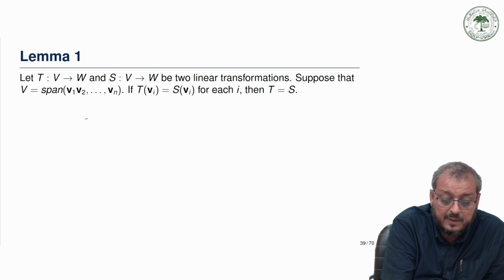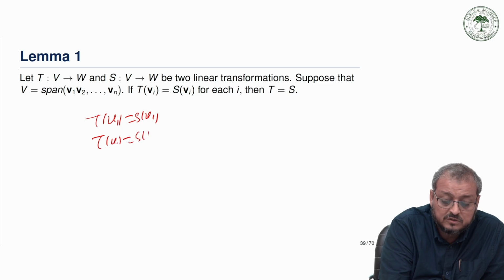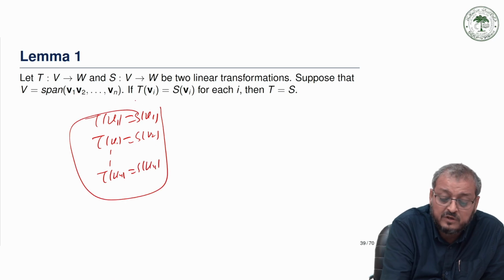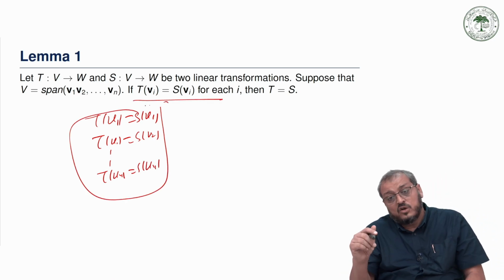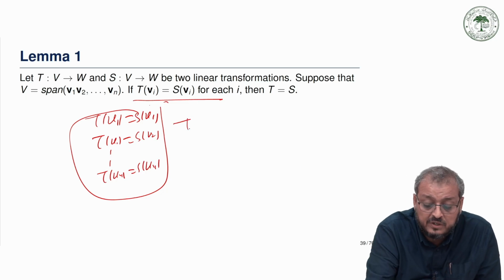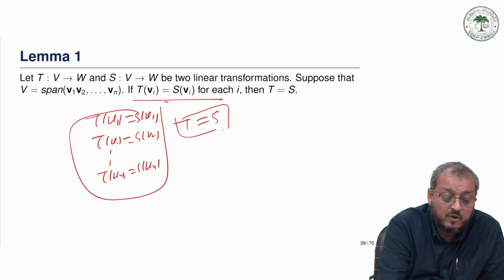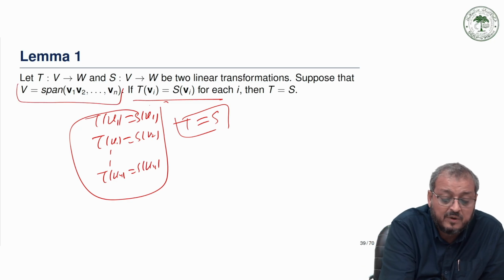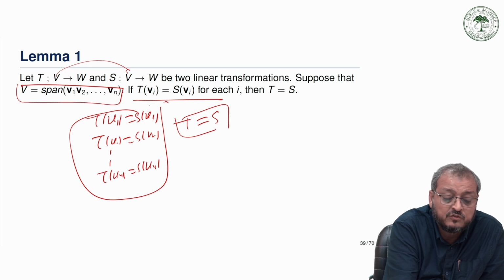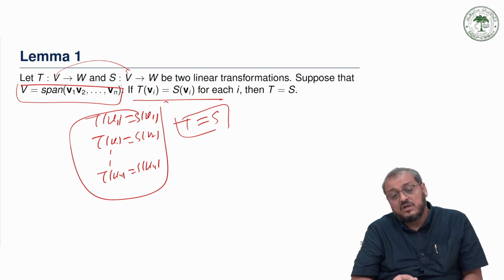This simply says that if T of V1 is equal to S of V1, and T of V2 is equal to S of V2 and so on, T of Vn is equal to S of Vn, and this is happening for each i, T of Vi is equal to S of Vi, then we can say that these two linear transformations are the same linear transformation, because V is spanned by V1, V2, ..., Vn, and we are taking these two linear transformations from V to W.